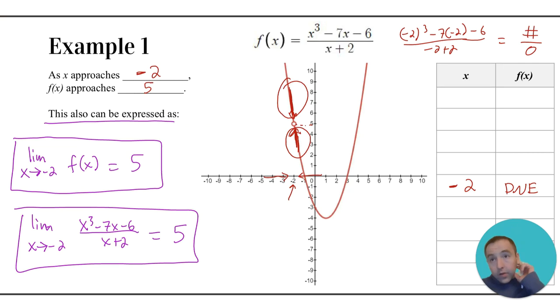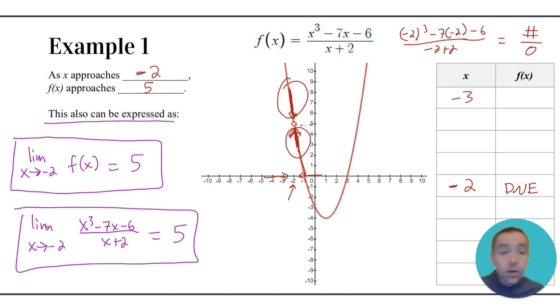So what we want to try to do here is see what's happening as the x values get closer and closer to -2, and we're going to do this from both sides. So looking at function values lower than -2 and then function values that are higher than -2.